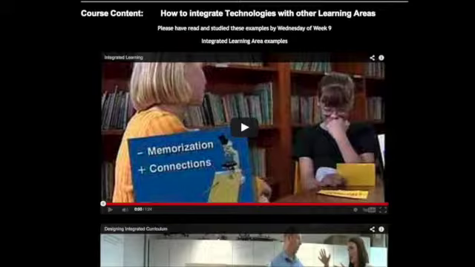From an English perspective and the English curriculum, there'll be certain learning outcomes to be achieved from that perspective. But from the digital technologies perspective, there'll also be a whole range of activities that can be addressed.